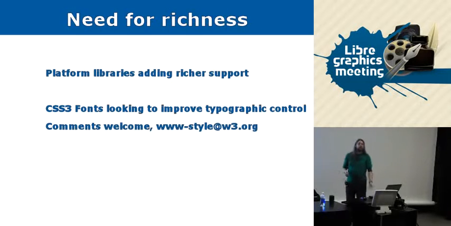So we need more. Designers want more richness. The people who are using open source, Libre graphics, Libre programs in general, want more richness. CSS3 fonts is currently under development, and they're also looking to improve things. So comments are welcome. That's the mailing list there, style at w3.org. If you can think of useful ways in which the spec could be amended to allow you to get access to things like swashes and alternate forms and that sort of stuff, that would be great. We're looking for concrete, implementable suggestions on how to do that.